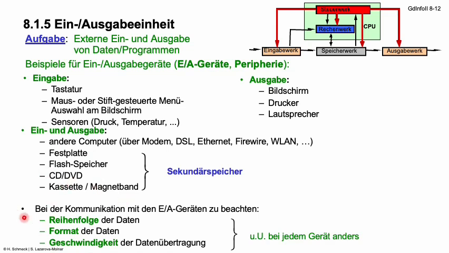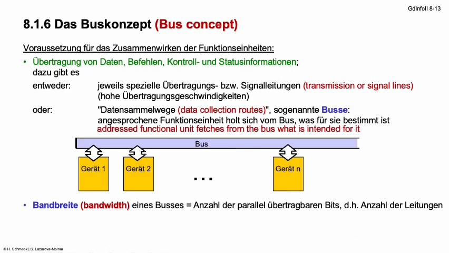What is important with all these devices is that we always have to be careful with the sequences of the data. How the data is processed is always different. The format of the data can differ from one device to another, and the speed of the data transmission can differ between different input and output devices.